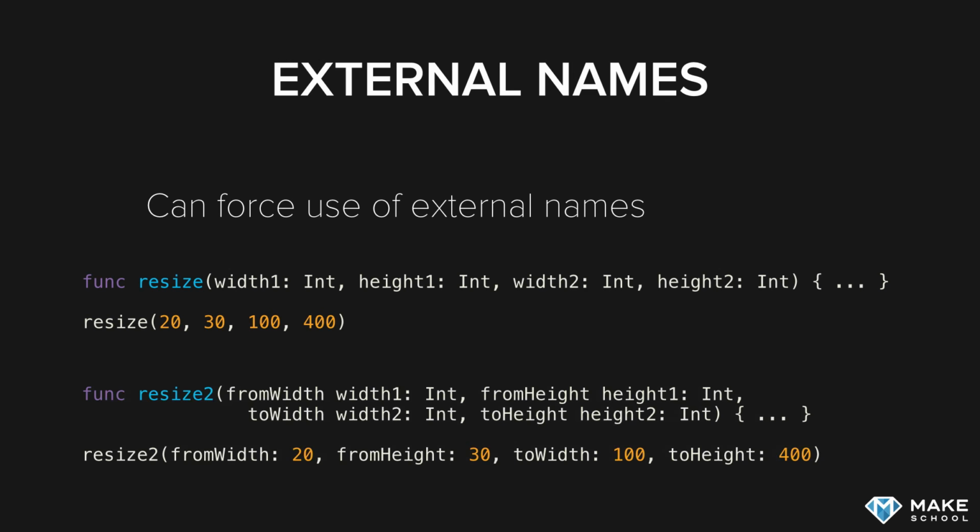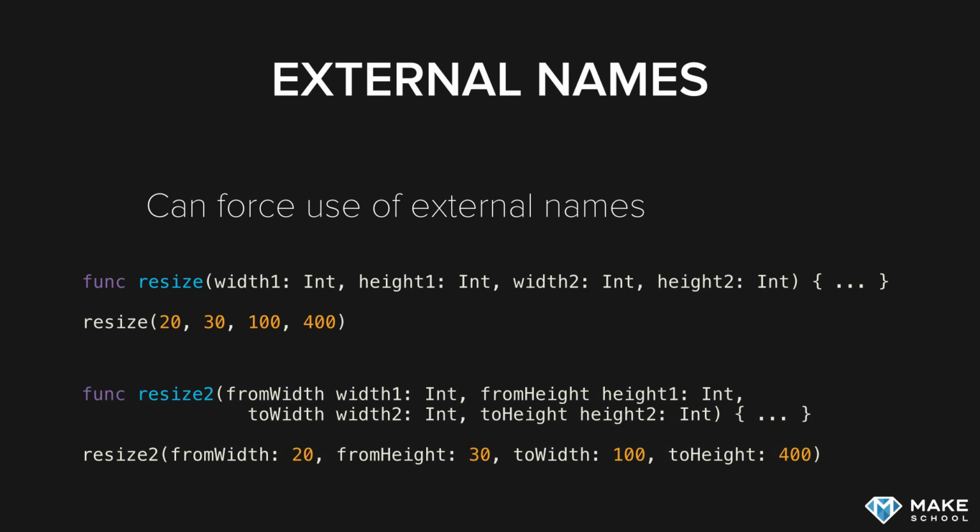So in this case, when we call resize2, each argument has a label before it. In this case, it's resize2 fromWidth, the first argument, fromHeight, the second argument, toWidth, the third argument, toHeight, the fourth argument. So by using external names, it's a lot easier when we read the code to know what the arguments are actually being used for. There's no way to look at the resize2 function that we're calling and not know that the first argument is the from width, the second argument is the from height, and so on and so forth.